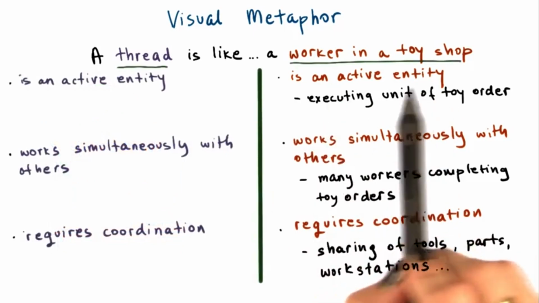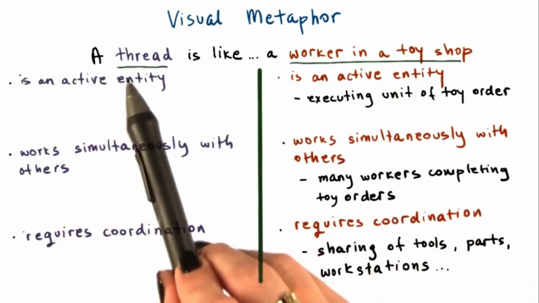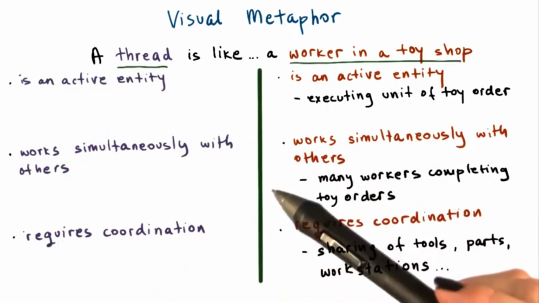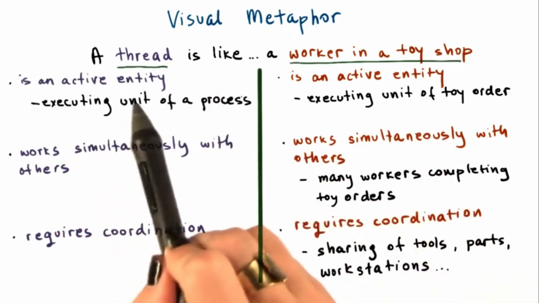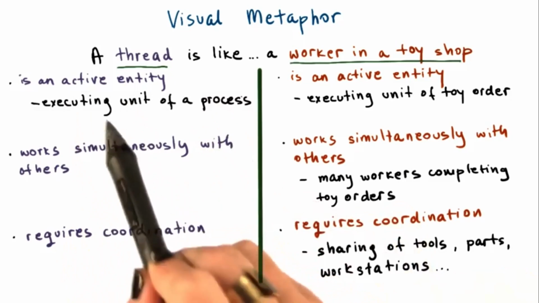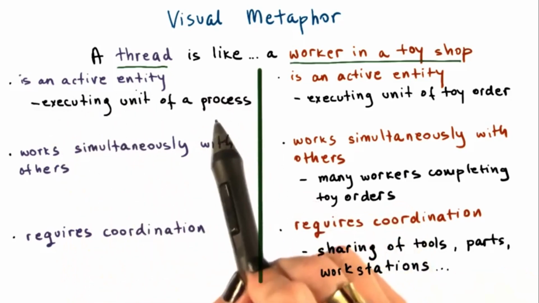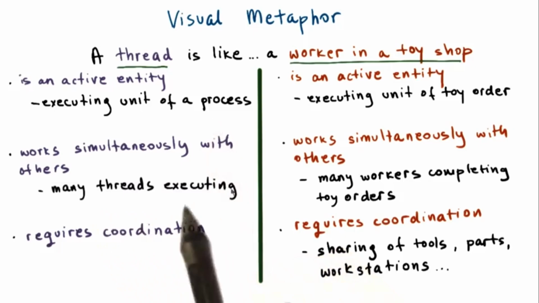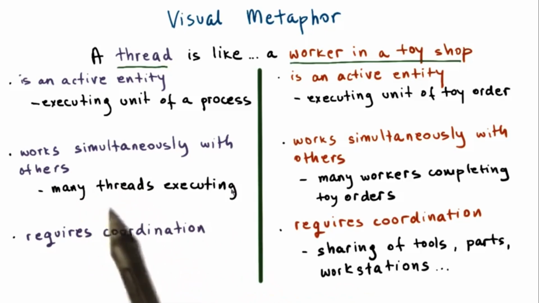Now that we know about workers in a toy shop, what about threads? How do they fit into this analogy? First, threads are also active entities, except in this case, threads execute a unit of work on behalf of a process. Next, threads can also work simultaneously with others, and this is where the term concurrency really applies. For instance, in modern systems that have multiple processors, multiple cores, you can have multiple threads really at the exact same time executing concurrently. But this obviously will require some level of coordination.